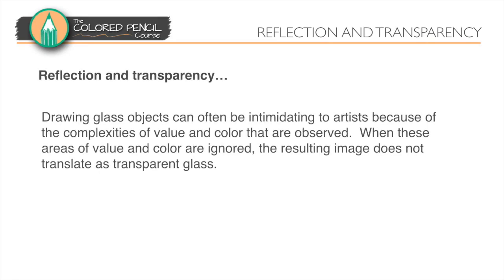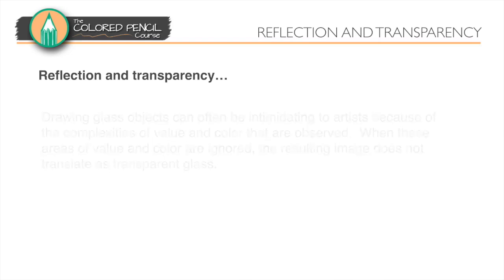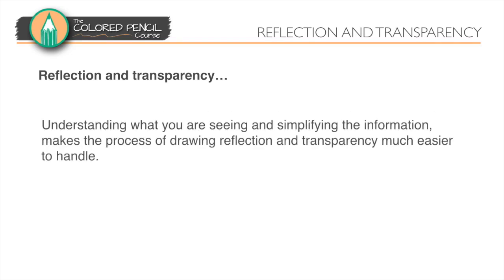Drawing glass objects can often be intimidating to artists because of the complexities of value and color that are observed. When these areas of value and color are ignored, the resulting image does not translate as transparent glass. Understanding what you are seeing and simplifying the information makes the process of drawing reflection and transparency much easier to handle.